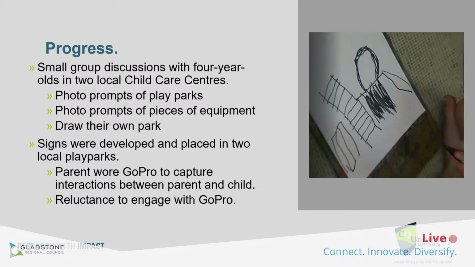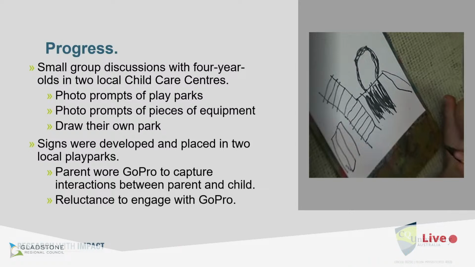So far with the project, we have gained ethics approval, obviously, from CQUniversity, and we have been to 2 local childcare centres, one at Yeppoon and one at Tannum Sands, and we conducted small group discussions with 4-year-olds, which was fabulous, being a secondary trained person. Lucky Lynn was there. So we gave the children photo prompts of different play parks and video recorded their reactions. We looked at photo prompts of different pieces of equipment. We asked the children how they work, how do you make them move, what are they made of, and then we had the children draw their own play parks.